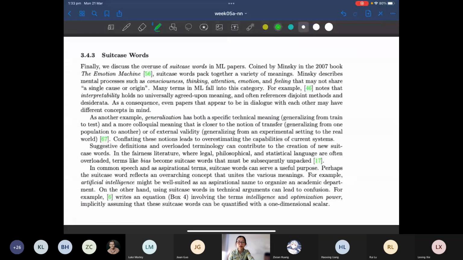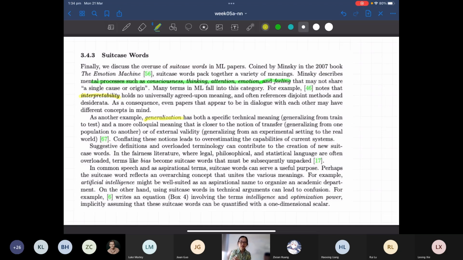The last one is suitcase words. This term was coined by Minsky, again, a pioneer of AI. You can think about mental processes or true intelligence as consisting of things like conscious thinking, attention, emotion, and feeling, and so on. And things like interpretability, interpretation, interpretable models hold no universally agreed technical precise definition. That's why they are called suitcase words. If I say interpretable machine learning, it can mean lots of different things, and you need to be careful.